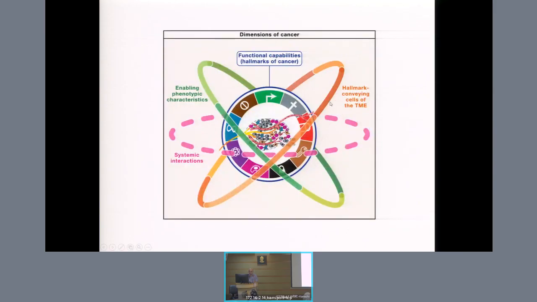So according to this, they have devised the model as 4-dimensional. The first dimension is the 9 hallmarks. Second is the hallmark conveying cells of the tumor microenvironment. Another is enabling phenotypic characteristics. And then all these are influenced by systemic interaction. So now we consider cancer a systemic disease, not a localized disease.